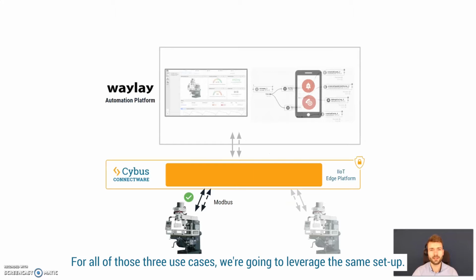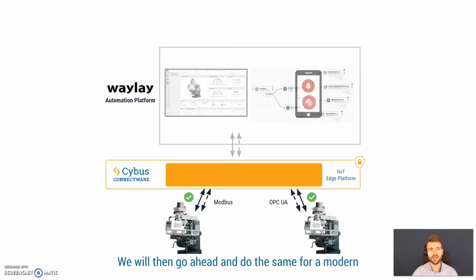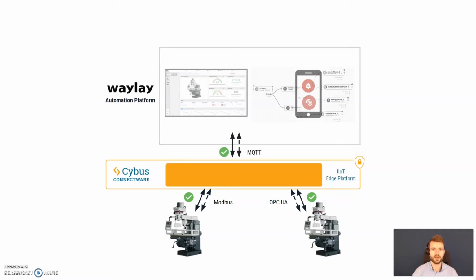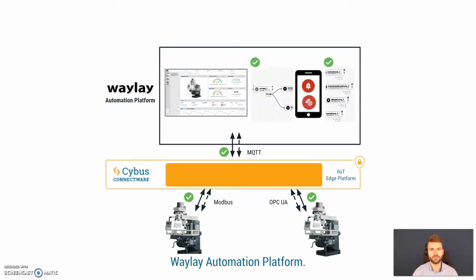For all of those 3 use cases, we're going to leverage the same setup. We have 2 different machines. In the first step, we're going to show you how we can connect an older milling machine which uses a Modbus TCP standard, and we will connect this machine to the Cybus Connectware Edge platform. We will then go ahead and do the same for a modern machine which uses the OPC UA standard. Inside the Cybus Connectware, we're going to normalize all of the machine data and create a common information model. From there, we will make the data available in MQTT for the Waylay Automation Platform.